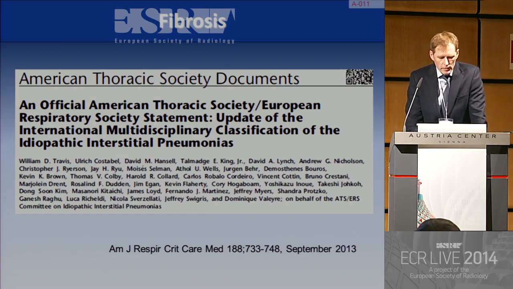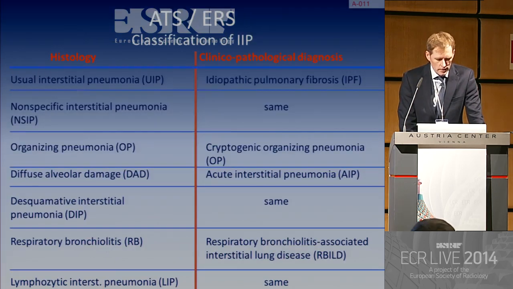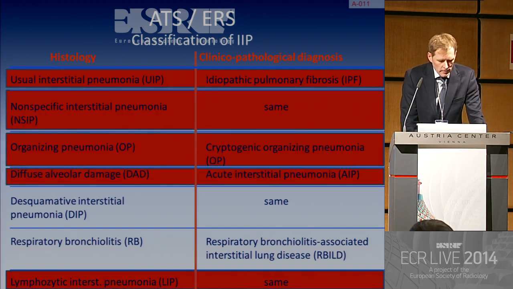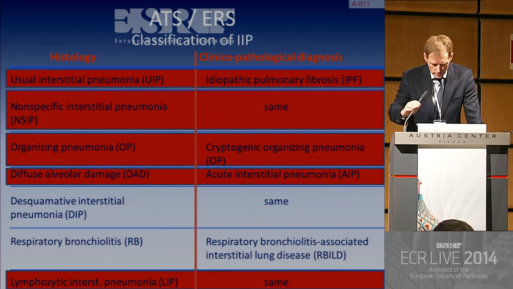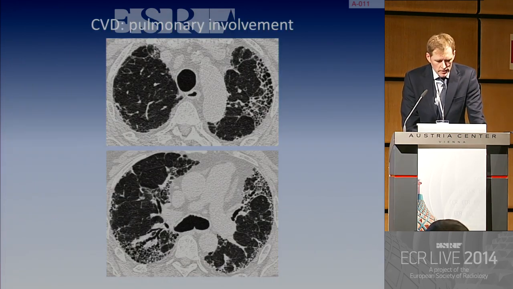So let's start with fibrosis, as we now have a new classification of the idiopathic interstitial fibrosis or pneumonias. Let's look at the clinical pathological diagnosis. We have frequent and less frequent diseases, and how do these fit into systemic disease? Actually, all these could occur in systemic disease, namely in collagen vascular diseases.